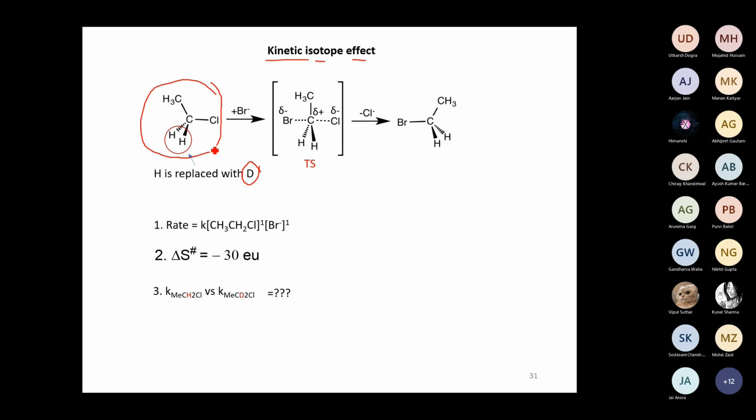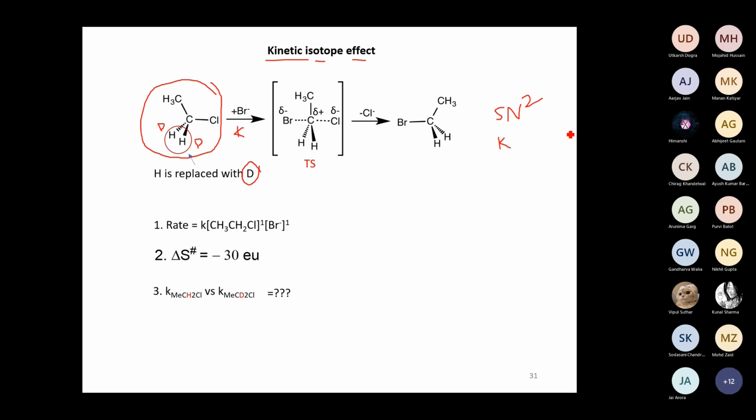So this is an SN2 type of reaction. What is the isotope effect? If you replace these two hydrogens with deuterium, so it will be D and it will be D, is there any change of the rate constant k? Not the first step, the overall rate constant. You need to investigate.